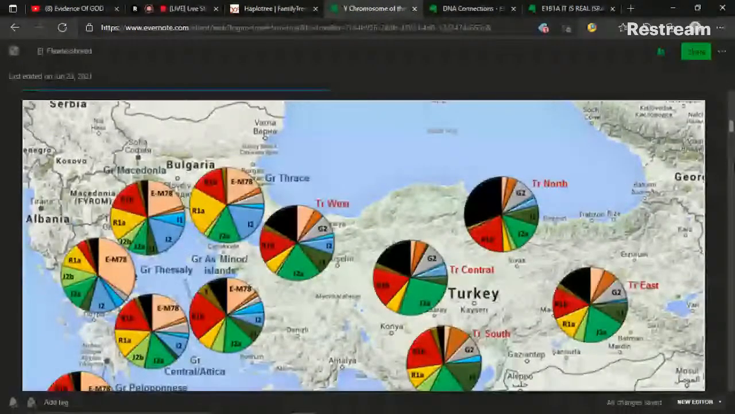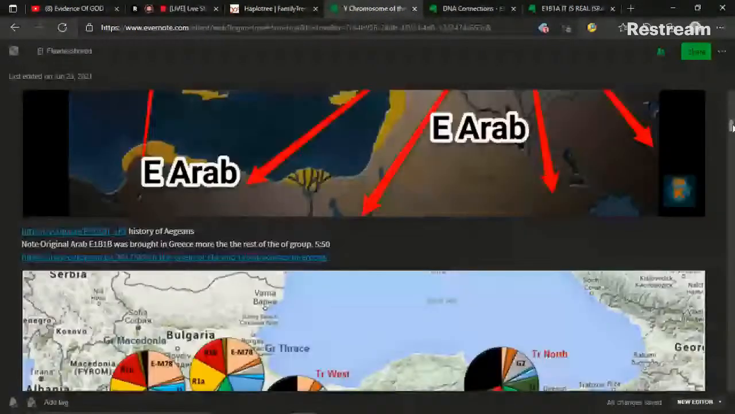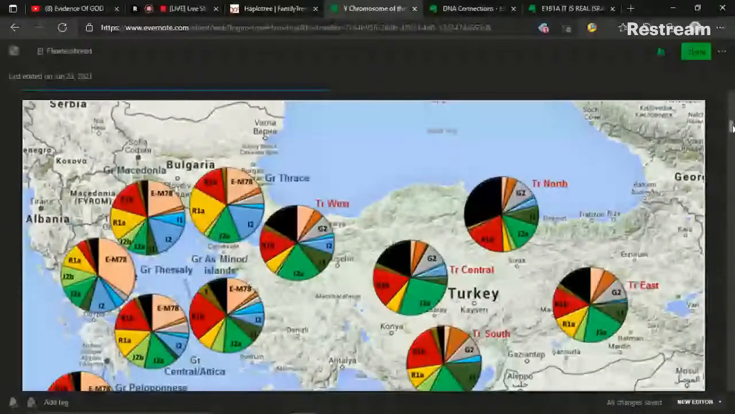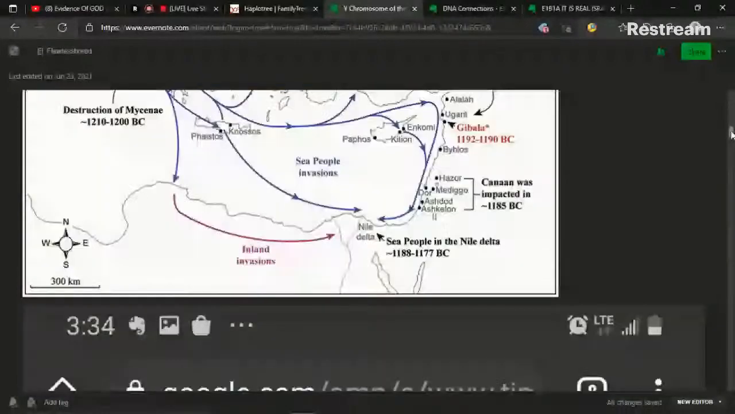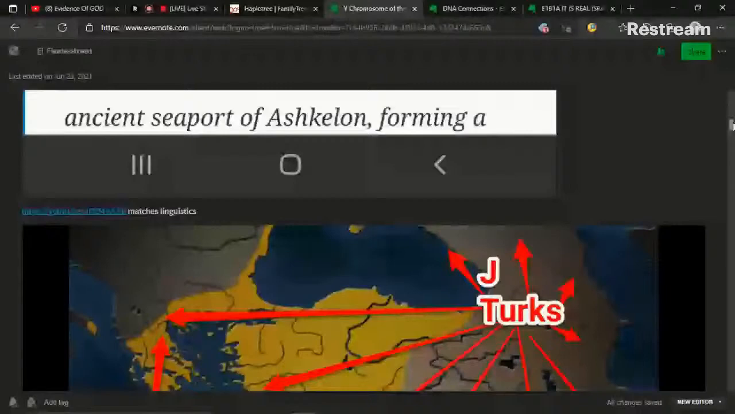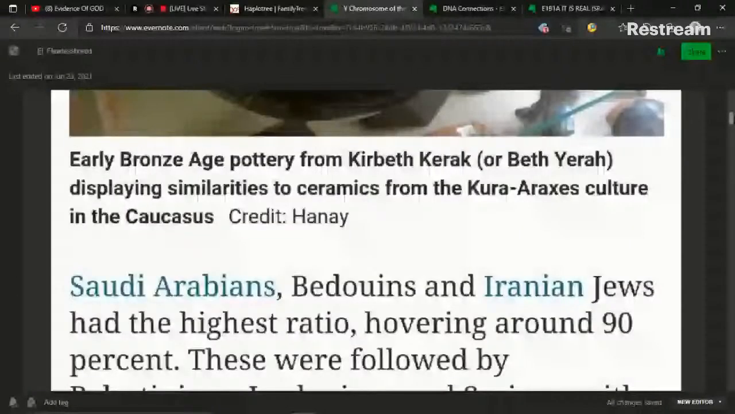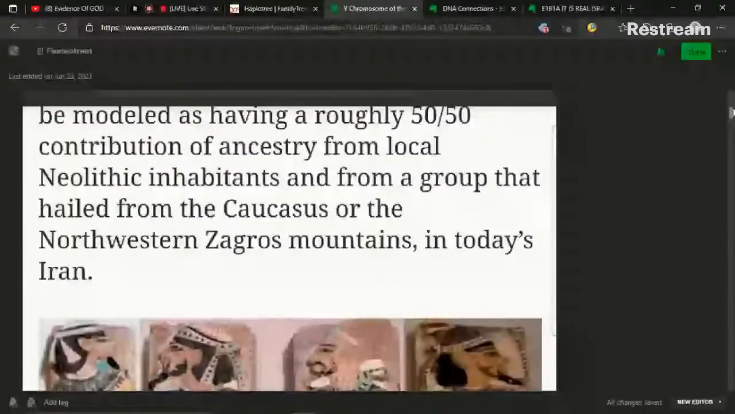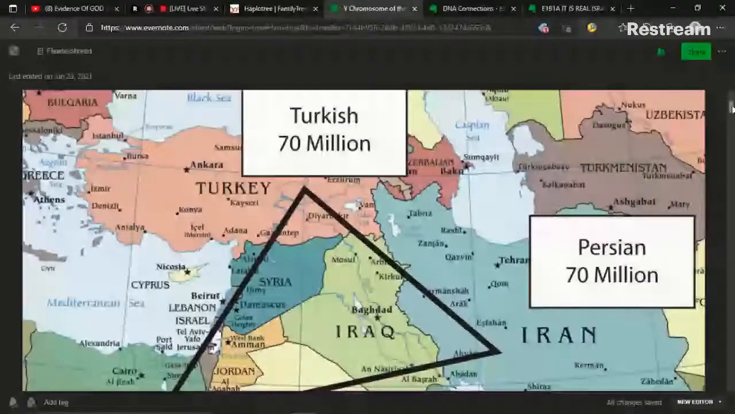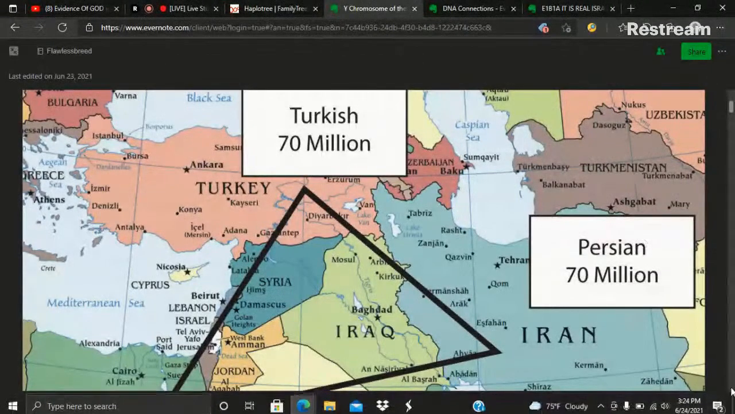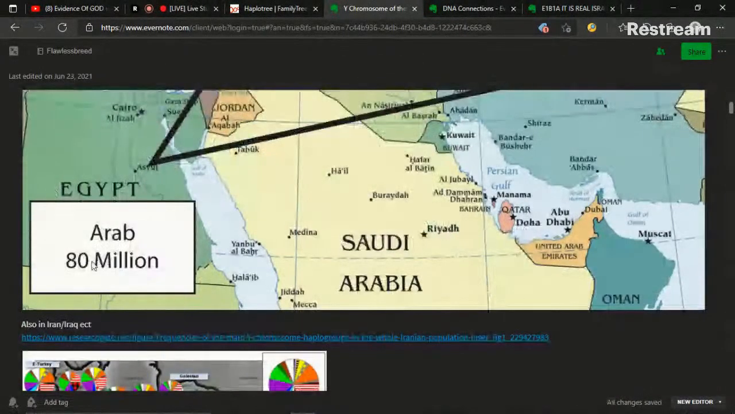And we know that because geneticists, they actually mark a certain lineage as the Arabs. But a lot of times you won't see that talked about in media, but you'll commonly see geneticists say that. Like right here, they'll say this actually has 70 million Turks, this has 70 million Persians, and then you can see down here is 80 million Arabs, right, down there.